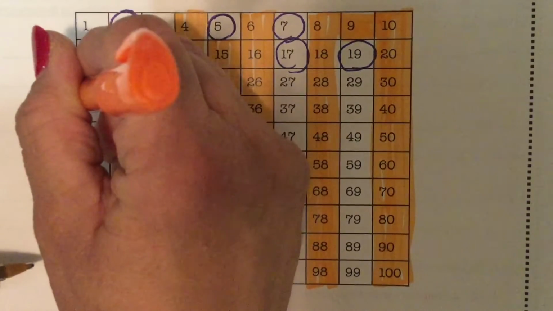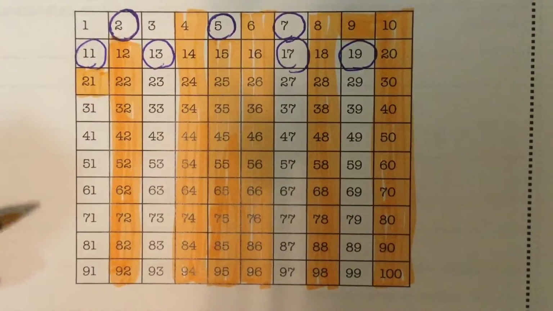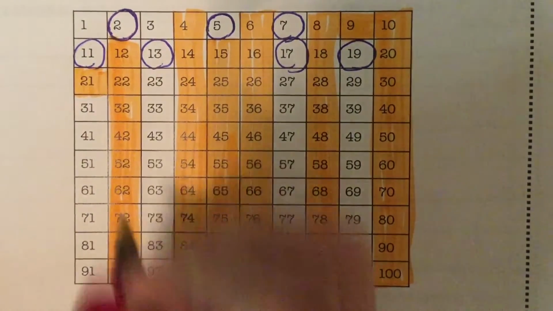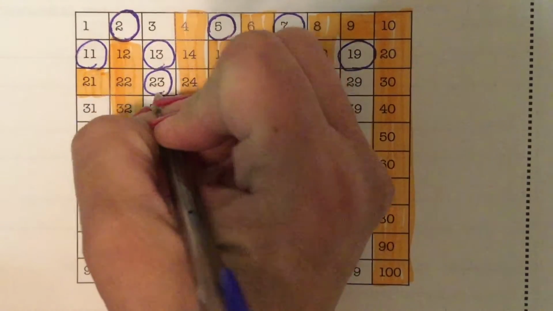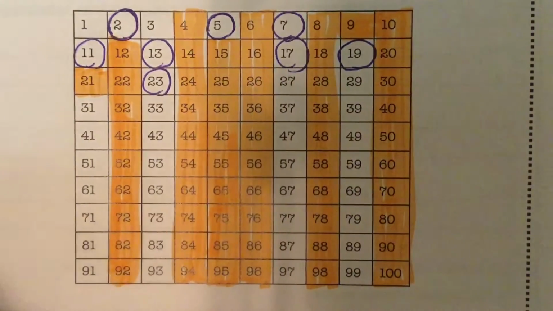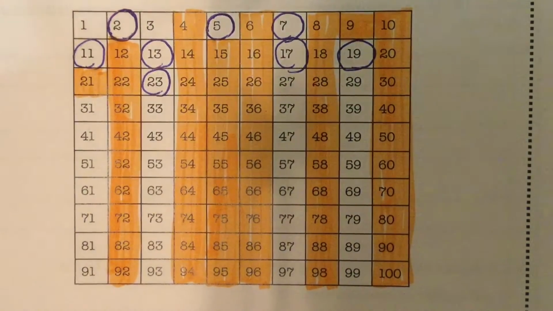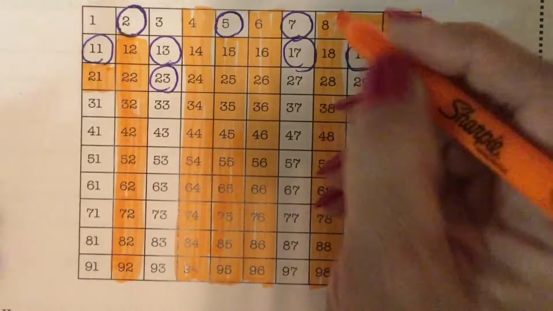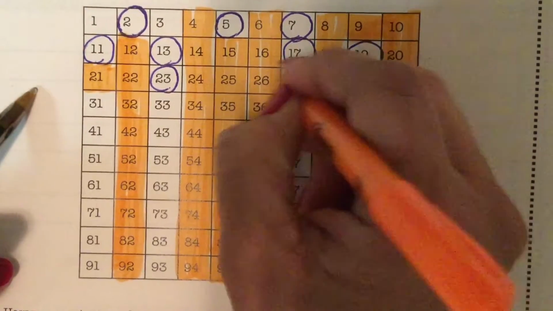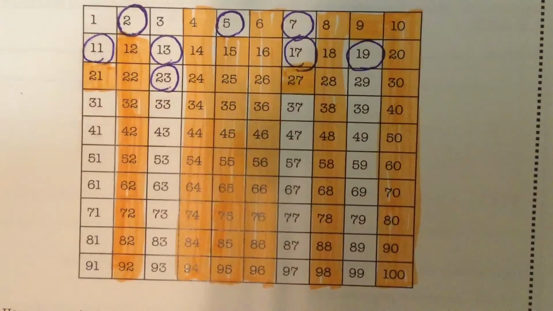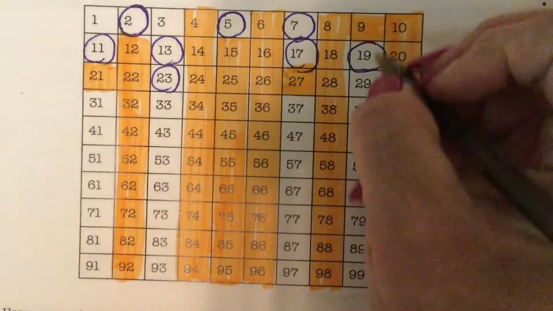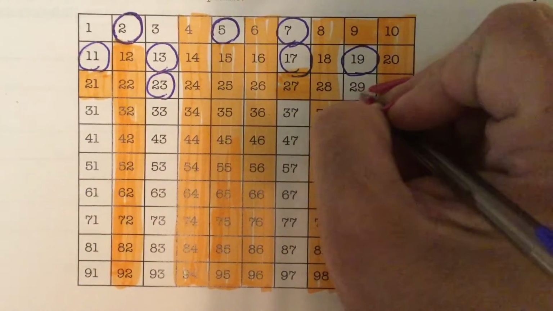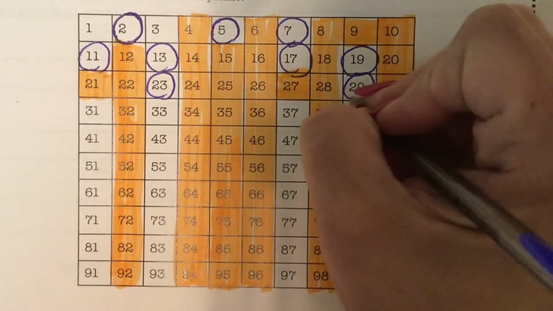21 is going to be composite because I can do 2 plus 1, and that equals 3, and 3 goes into 3. 23 is prime. 27, 2 plus 7 is 9, and 3 goes into 9, and 9 goes into 9. So that's composite. 29, 2 plus 9 is 11, so it is going to be a prime number.